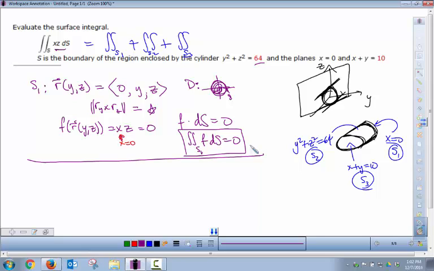Let's take a look at S2. I don't know if that's easier or the last one's easier, but let's take a look at S2. And we'll parameterize this. Now we have to parameterize the cylinder. And to parameterize a cylinder, I think it might be easier to use theta and x. So theta allows it to go around.